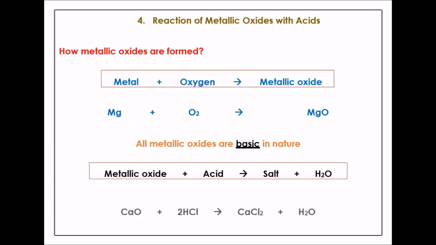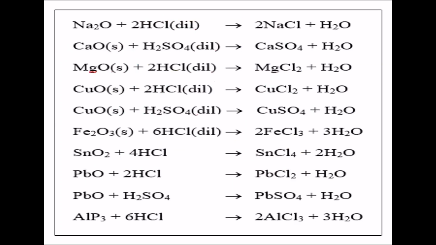We'll see one example. Take calcium oxide. Calcium plus oxygen gives calcium oxide, which is a metal oxide that is basic in nature, and that calcium oxide reacts with acid, that is HCl, and forms calcium chloride, that is salt, and water is formed. Like that, metallic oxides will react with acids to form salt and water. This is also a neutralization reaction. You see a few examples.